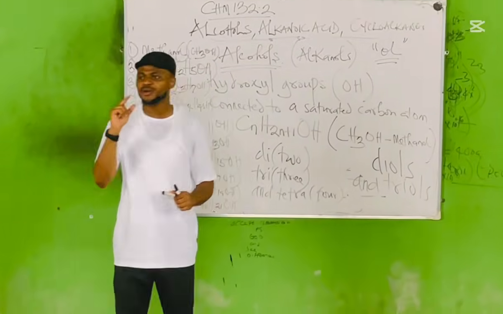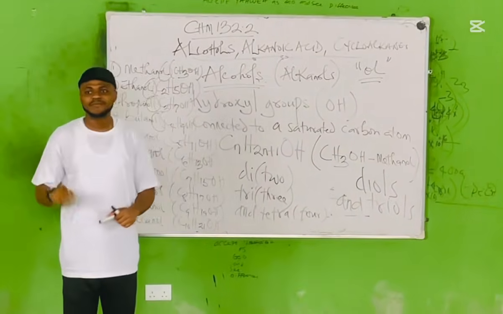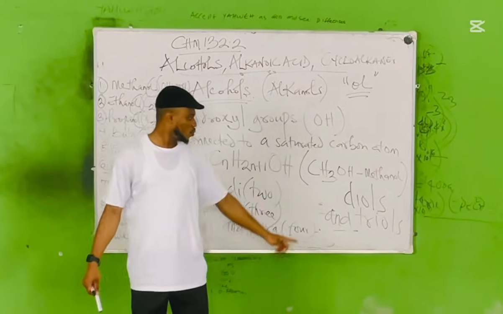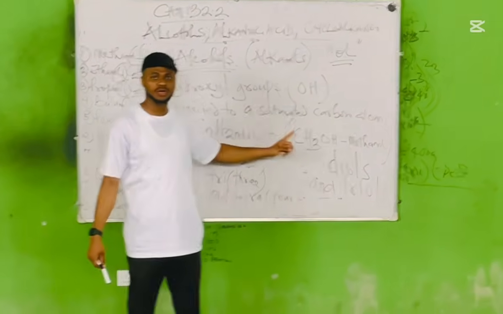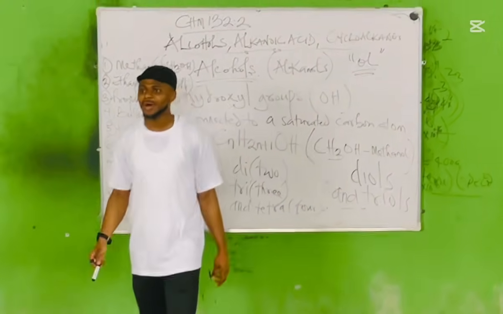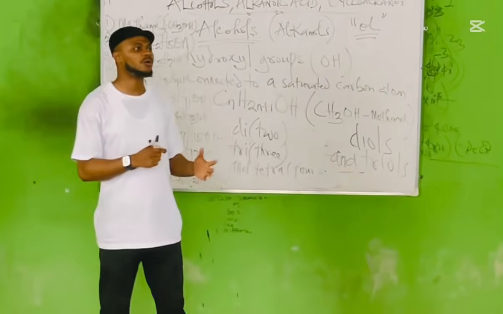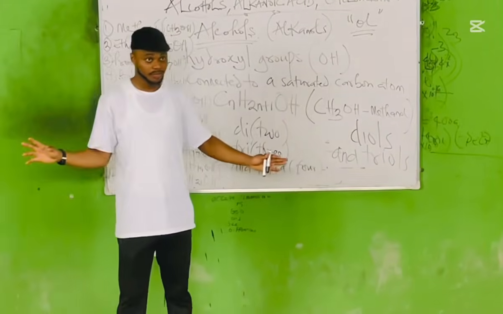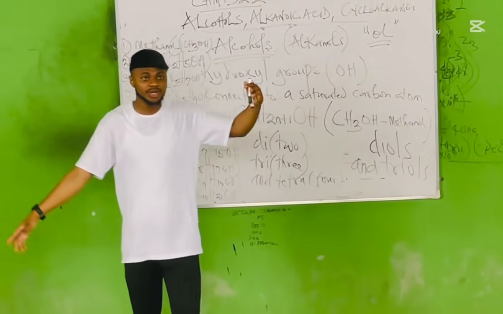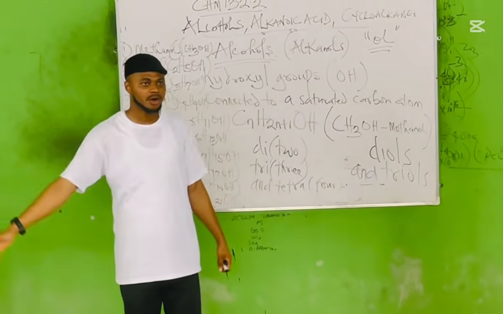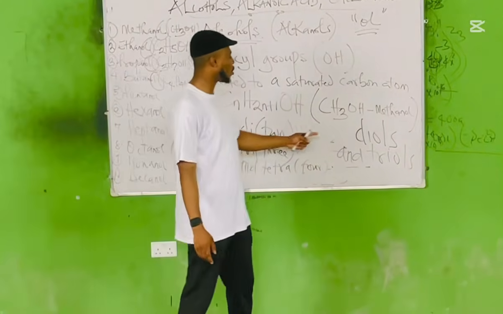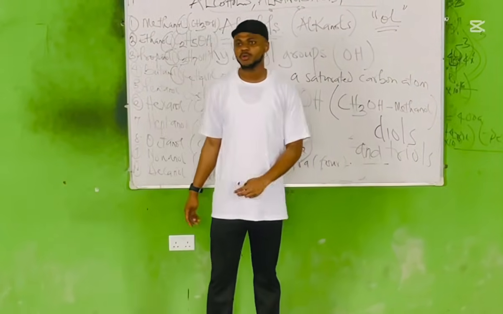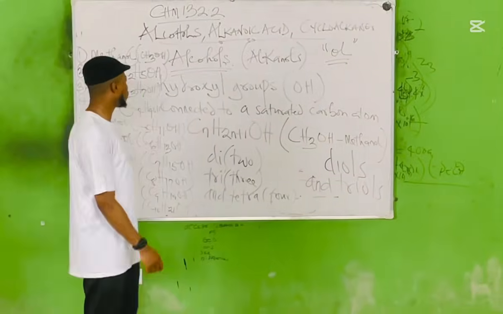So any alkanol structure, any alcohol that has 2 hydroxyl groups, we call it diol. 3 hydroxyl groups, we call it what? So just like we have alkenes, that when you have two double bonds, it's called what? Diene. Three double bonds? Triene. Alright? In this case, alcohols are called diols when they have two hydroxyl groups and triols when they have three hydroxyl groups.